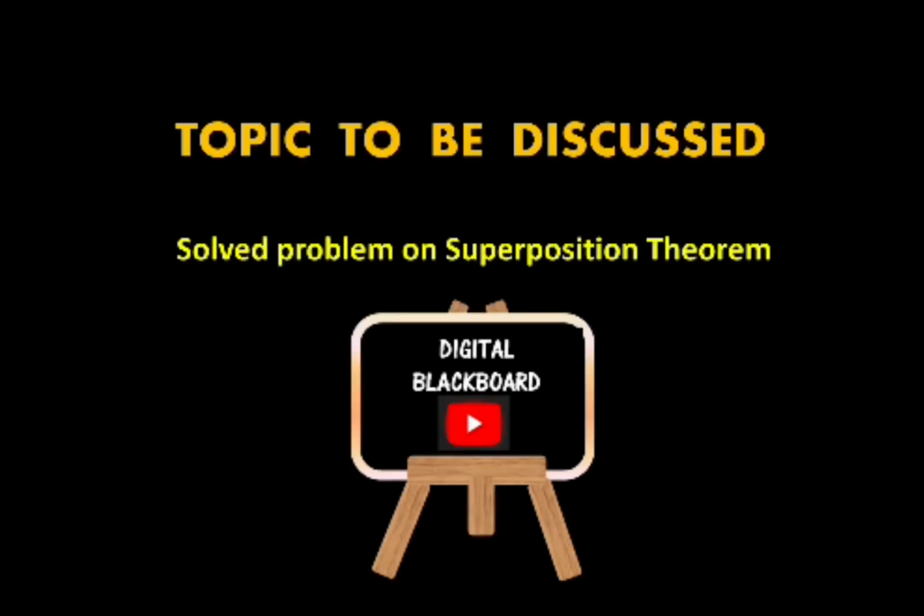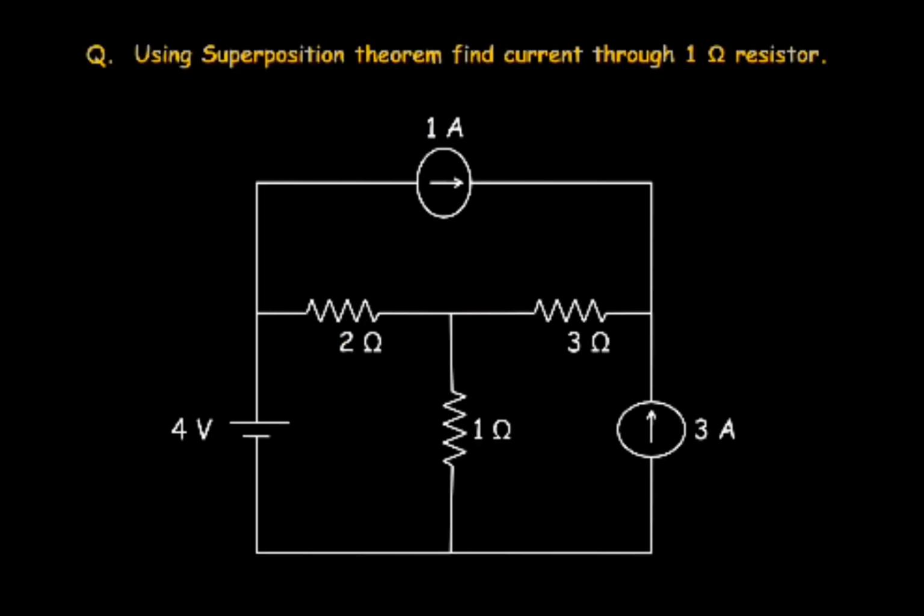In this video, we are going to discuss the topic: solve problems on superposition theorem. So this circuit is given, and using superposition theorem, we have to find the current through the 1 ohm resistor. This 1 ohm resistor is connected over here, and we have to find its current using superposition theorem. Now in this circuit, if you observe, there are three sources: this 1 ampere current source, this 3 ampere current source, and this 4 volt voltage source.